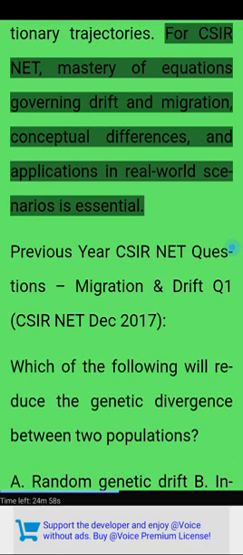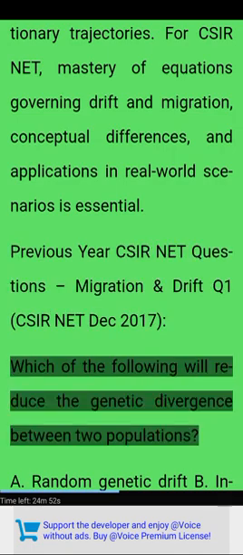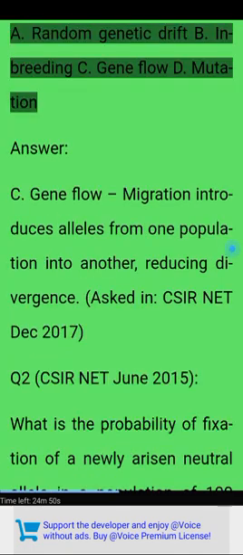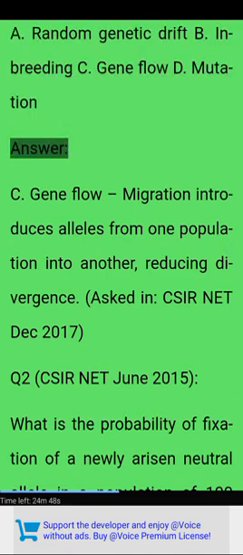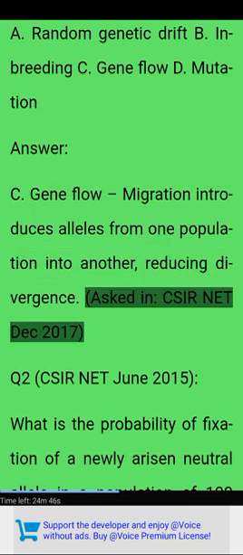For CSIR NET, mastery of equations governing drift and migration, conceptual differences, and applications in real-world scenarios is essential. Previous year CSIR NET questions. Migration and drift. Q1, CSIR NET December 2017. Which of the following will reduce the genetic divergence between two populations? A, random genetic drift; B, inbreeding; C, gene flow; D, mutation. Answer: C, gene flow. Migration introduces alleles from one population into another, reducing divergence. Asked in CSIR NET December 2017.